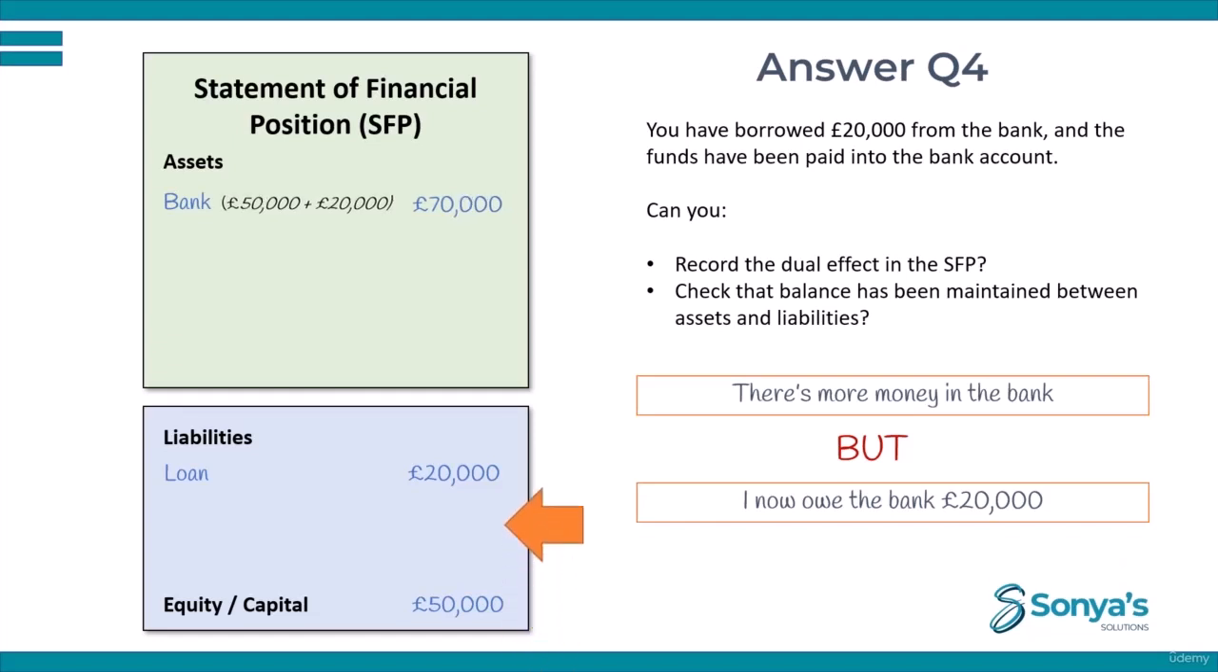The liabilities section is showing us where the money has come from and what needs to be repaid in the future. And the assets section is showing where it is in the business. Balance has been maintained as the total of the business's assets equals the total of its liabilities.